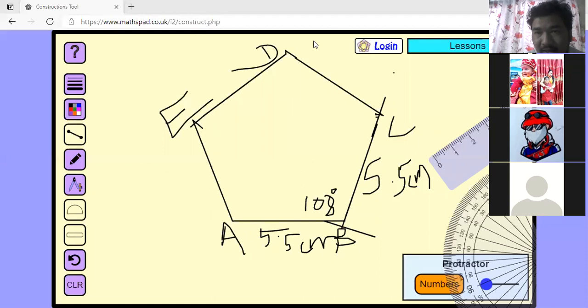Sir, in 1 and 2, do we calculate using the same formula? Yes, by using the same formula, you will calculate each interior angle.